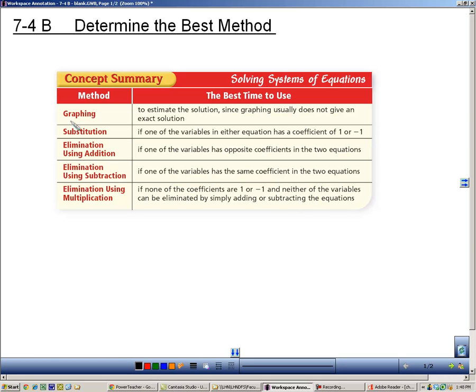The first method that we learned was graphing. Graphing is not really a good method to use. It does not give you an exact answer. It's best if you want to estimate the number of solutions. That's when you would use graphing, just for estimating reasons.